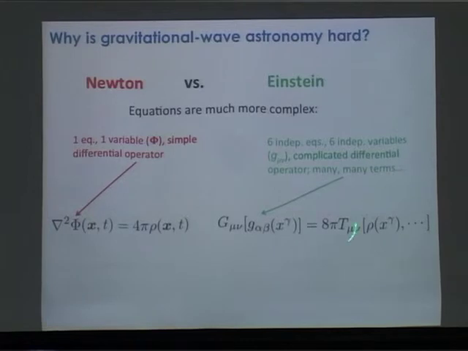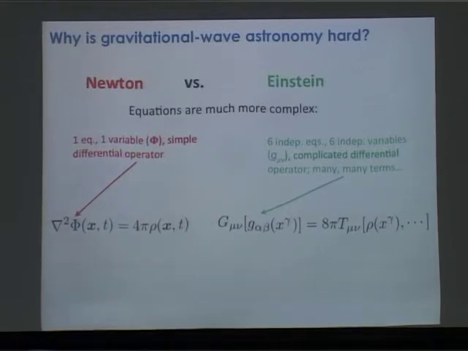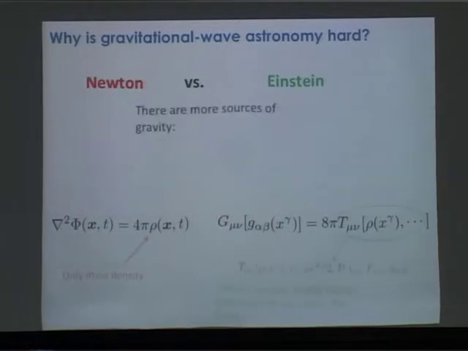Whereas in Einstein's gravity, you have this much more complicated tensor, which is 6 independent equations, 6 independent variables, being the metric instead of just this Newtonian potential. And this operator is very, very much more complicated, has many, many, many more terms. Okay?